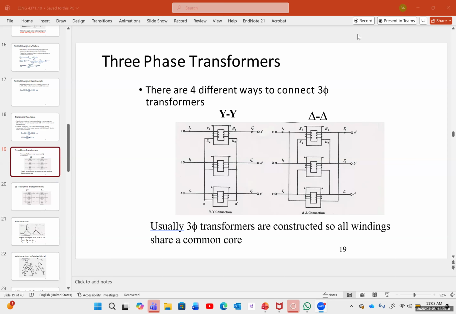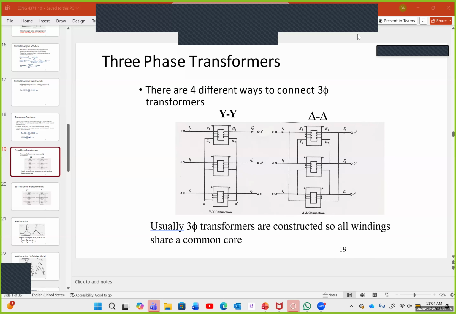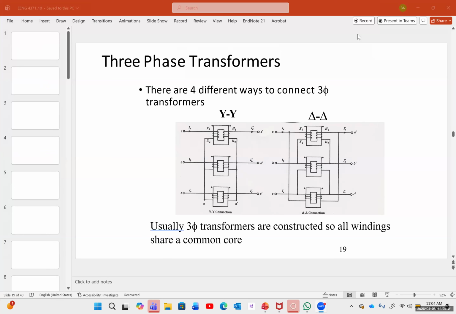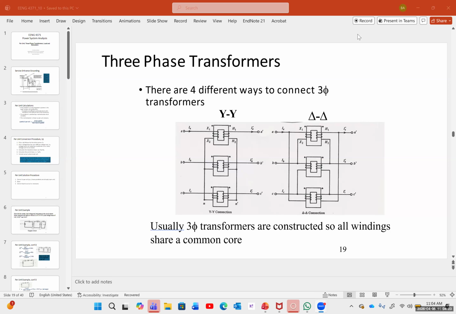We already had a brief introduction to three-phase systems and three-phase transformers and their different types of connections. Today we will continue with three-phase transformers. Again, we finished three single-phase transformers for an ideal transformer and non-ideal transformer, and also per unit analysis. Today we'll start with three-phase transformers and non-ideal three-phase transformers, and how we connect them.